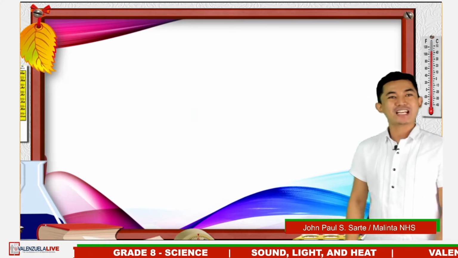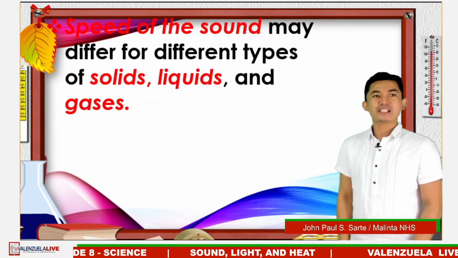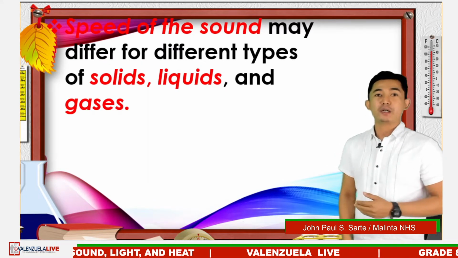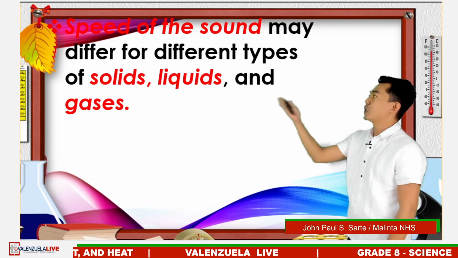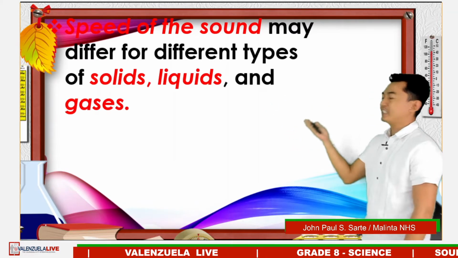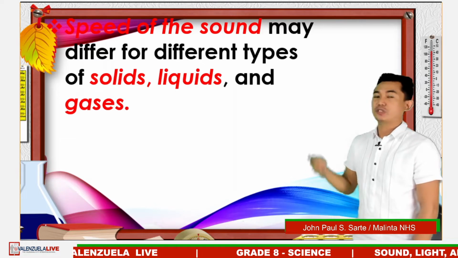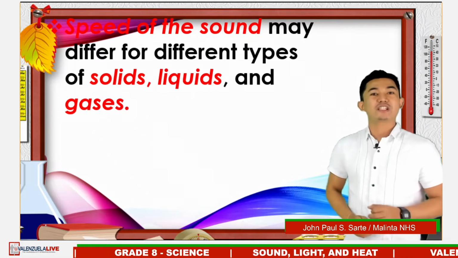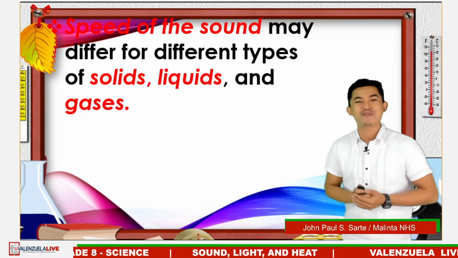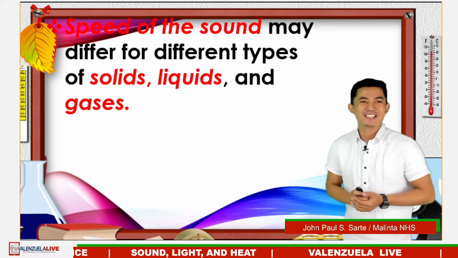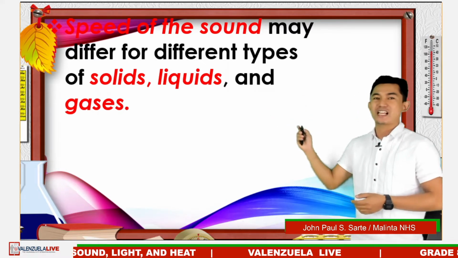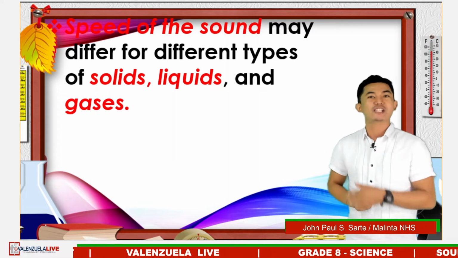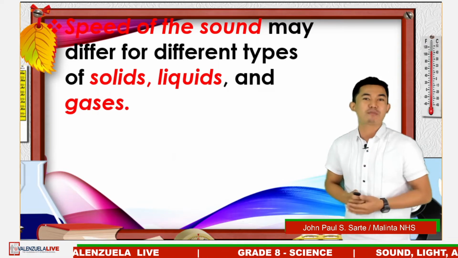Okay? For the next slide, let us define the speed of sound. The speed of sound may differ for different types of solids, liquids, and gases. So these three different types are also known as the three states of matter. I know you are very familiar with the states of matter, which are solid, liquid, and gas. Actually, there are lots of states of matter. We have plasma or Bose-Einstein condensates. Just additional information for you.